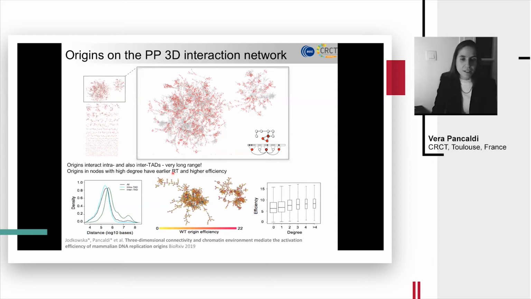And you can see here a correlation between the efficiency and the degree. Similar things appear when you look at the replication timing, because of course the replication timing is correlated with efficiency and also with degree, because the regions that are more connected tend to be open chromatin, which is traditionally associated with early replication timing. So we see all of these correlations.